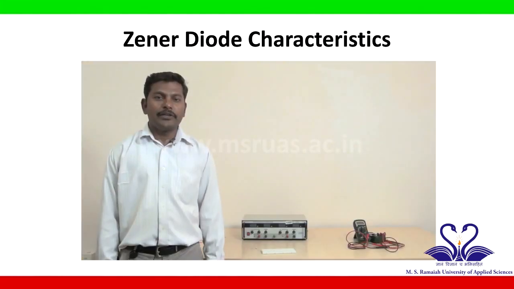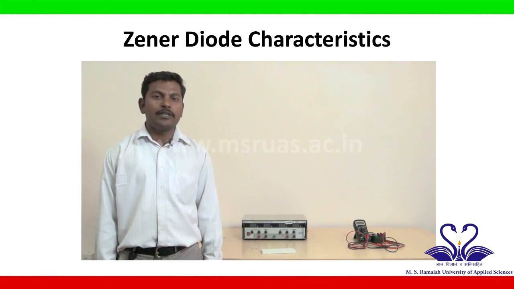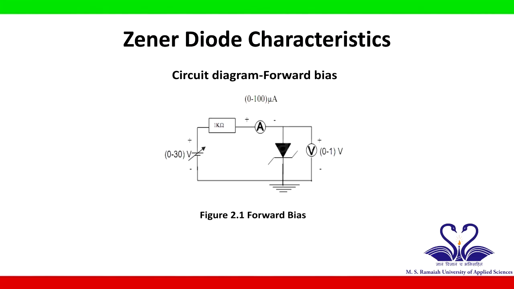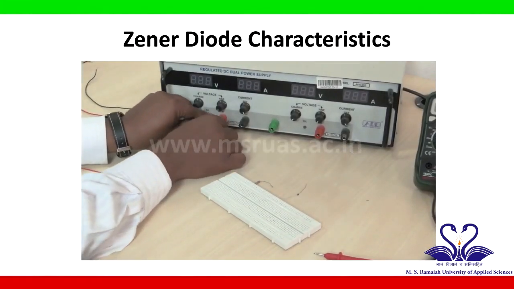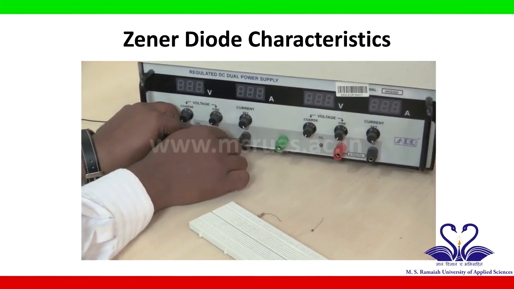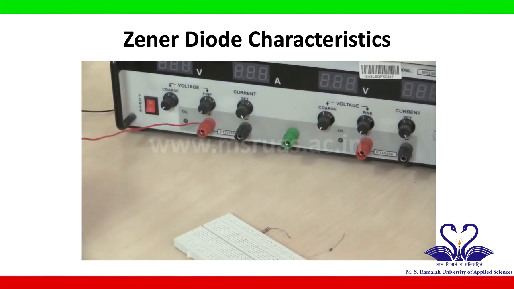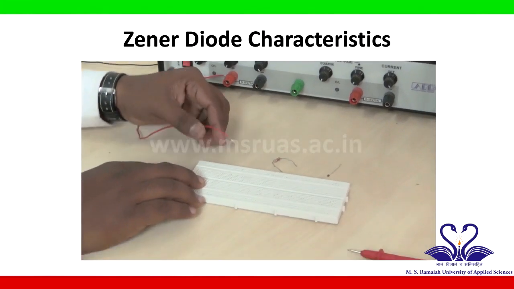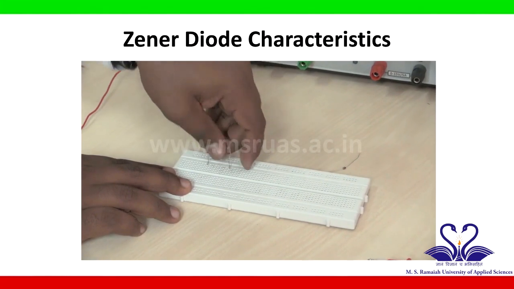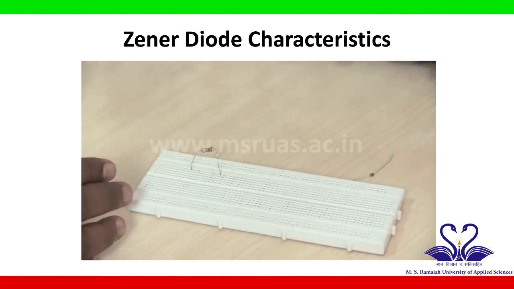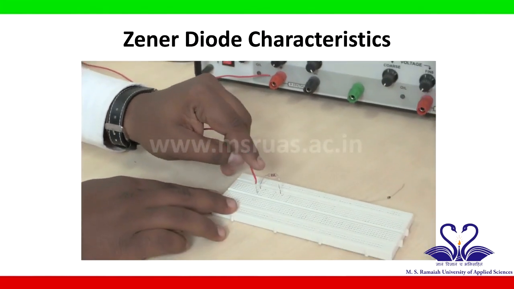Let us begin with the circuit connections. First we start with the Zener diode forward bias circuit connection. This is the positive terminal of a voltage source. Take a wire and connect it to the positive terminal of the voltage source, and connect that to one end of the resistor. This is a resistor which I am connecting on the breadboard. So the positive terminal of the voltage source is connected to one end of the resistor.